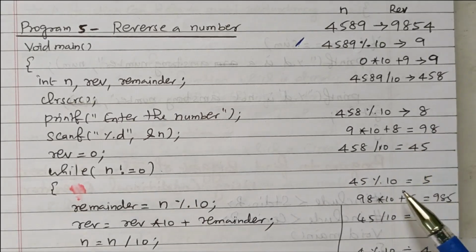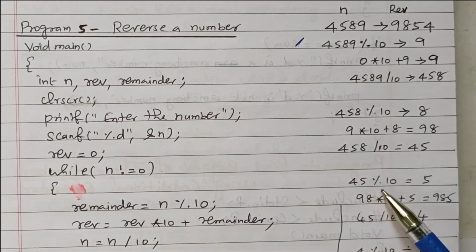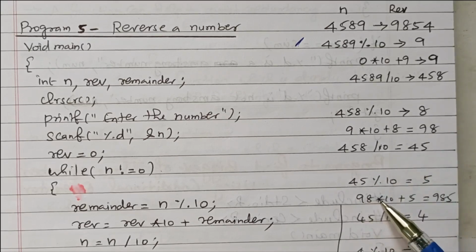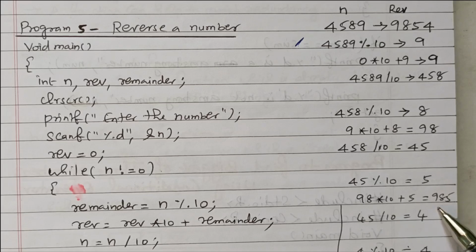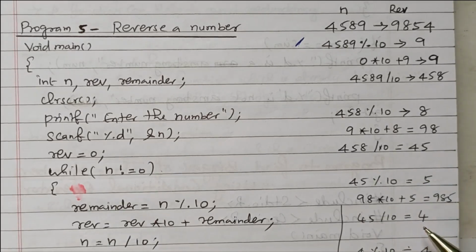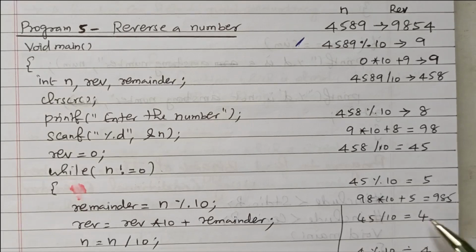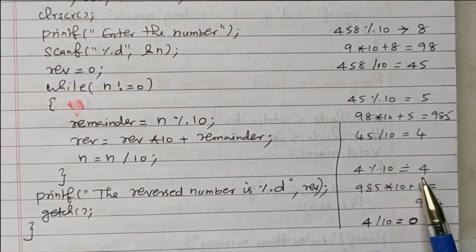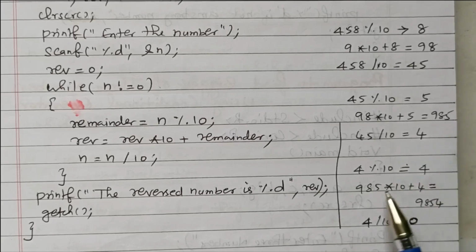Now we go to the next again. 45 modulo 10, so the remainder 5 is available. Again 98 is there. 98 into 10 plus 5 becomes 985. Then 45 by 10 is 4. Now the 2 digits are reduced to a single digit. Now one more process is there. 4 modulo 10, the remainder is 4. It is not going; only the remainder is there. Already 985 is available. 985 into 10 plus 4, so 9854. This is our required answer.